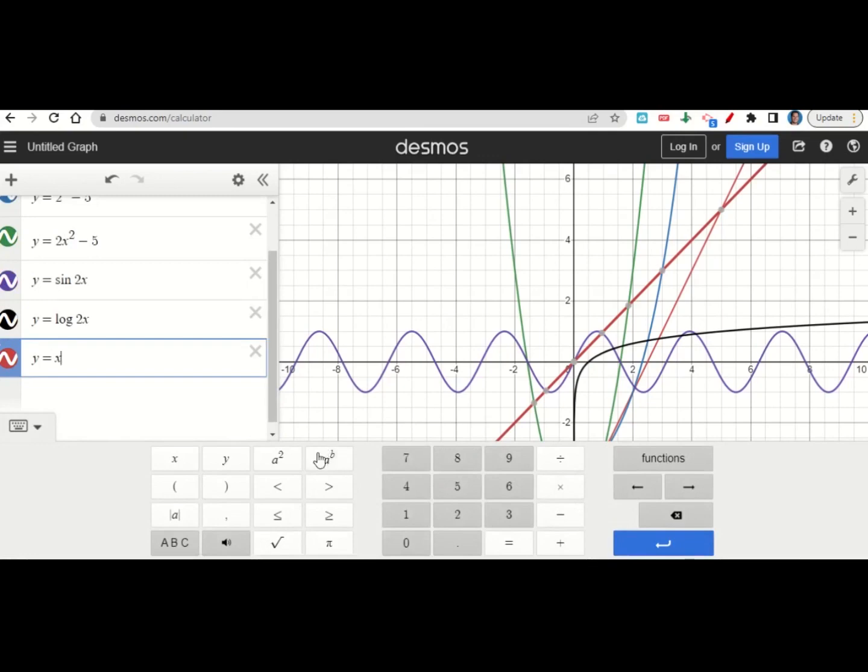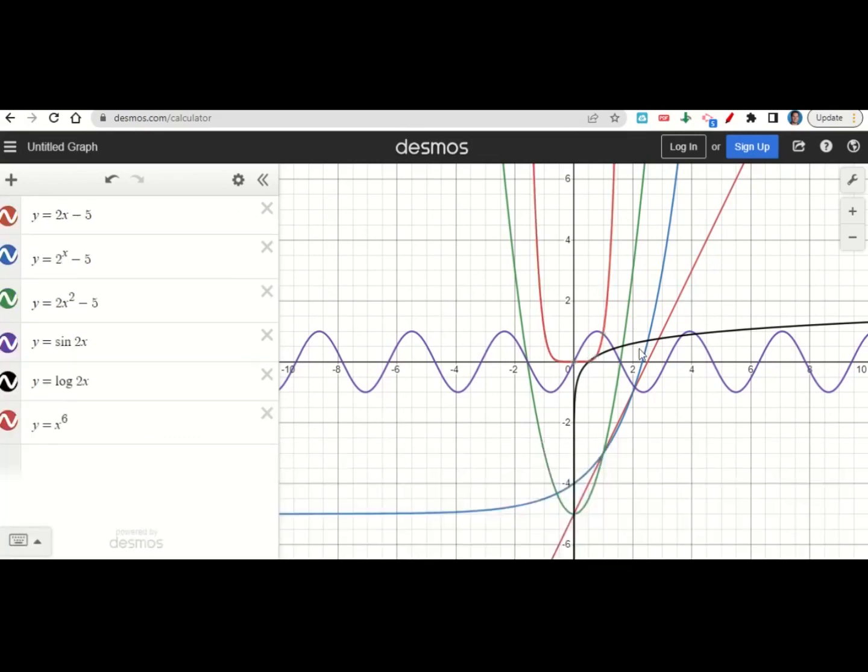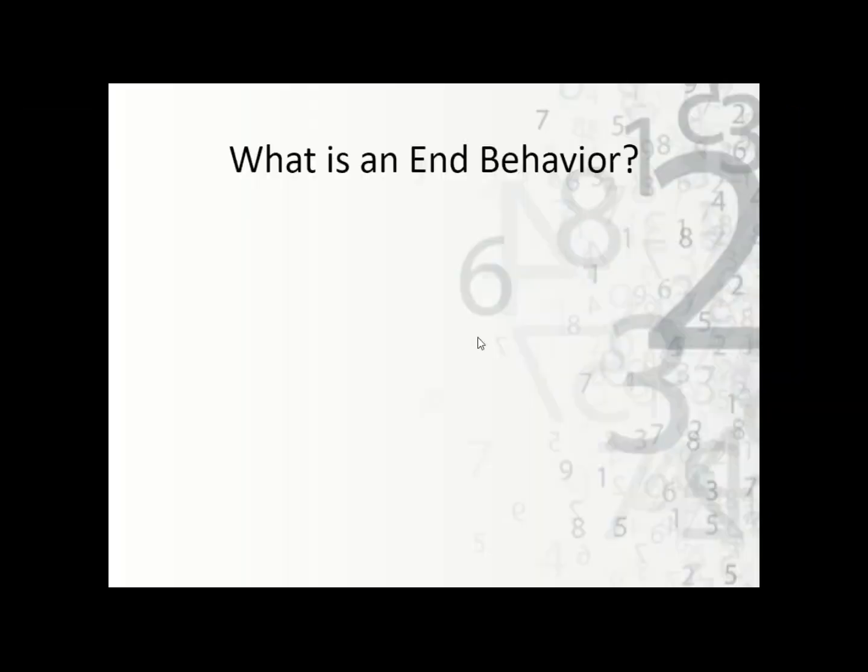I can change it to be any exponent here, so I can click on this and make it to the 6th power or whatever I want it to be. So you can use this any way you want, and this is how we can use Desmos to graph any function. Now, what is end behavior?